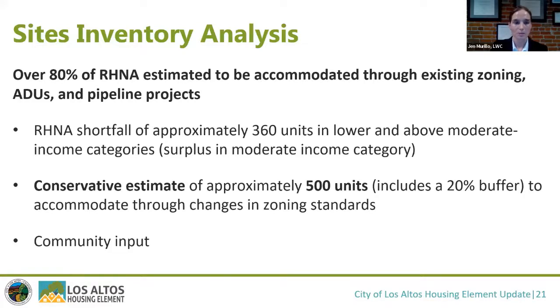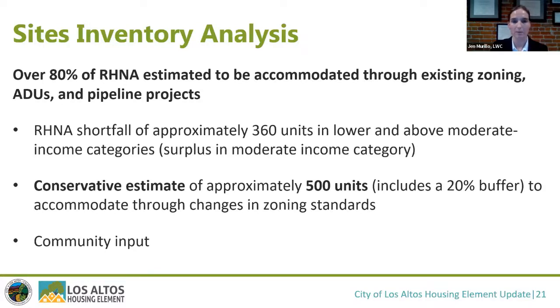Now we know the city wants to include some level of buffer. So we're estimating that we should look at approximately 500 units of capacity to be addressed through some level of change in zoning standards. Tonight is the presentation of this preliminary analysis as a starting point for feedback. We're here to get community input. So we've got some ideas we're going to talk about, based on feedback we've heard, for how zoning standards could be changed to help tackle some additional capacity.